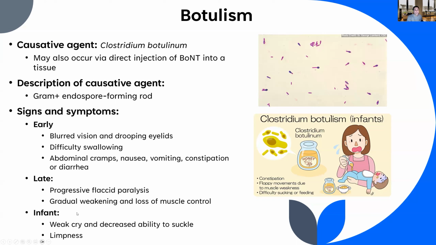In an infant, if they were to get this, a weak cry, decreased ability to suckle, and then limpness as this begins to happen. This is why with infants, we need to be very, very careful about what we feed them. Honey is a big one. You should not give children under the age of 2 honey, because this seems to be one method in which botulism can make it in through ingestion.